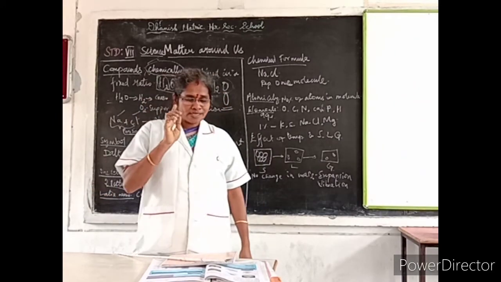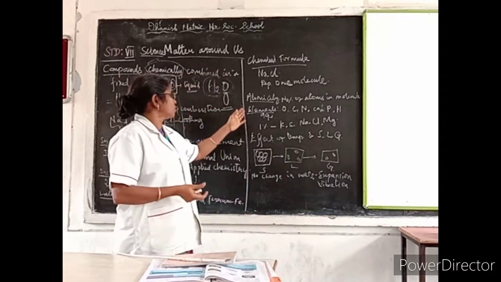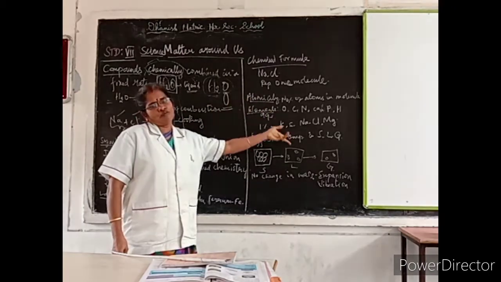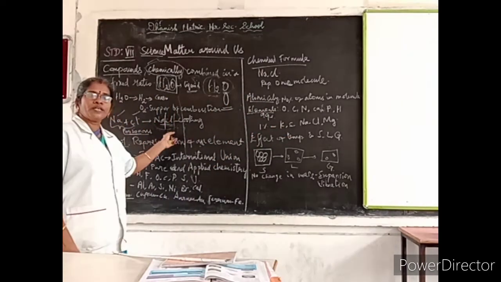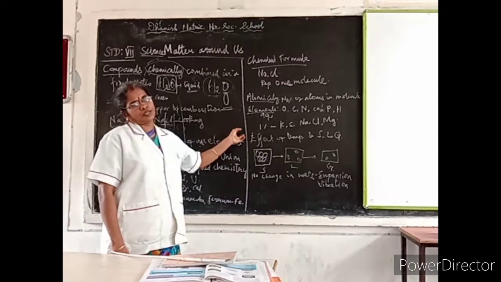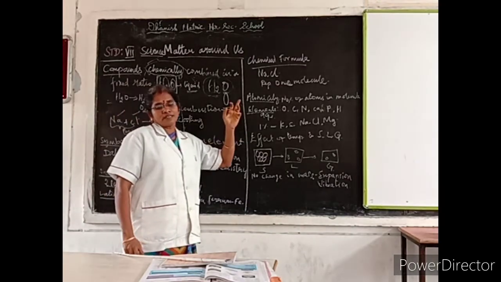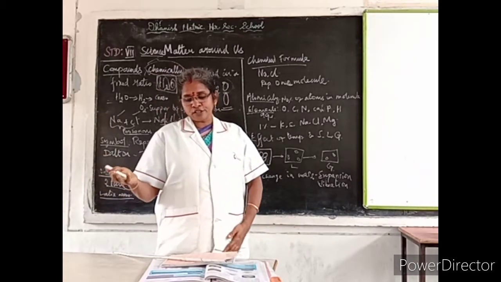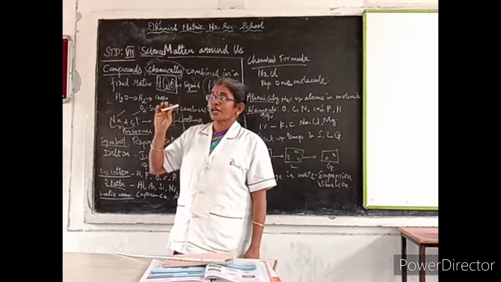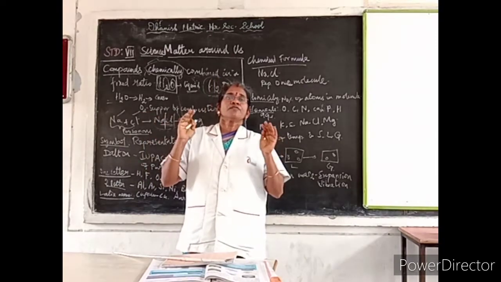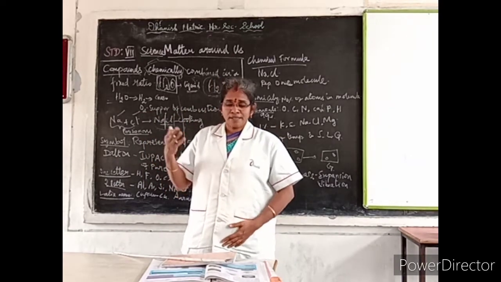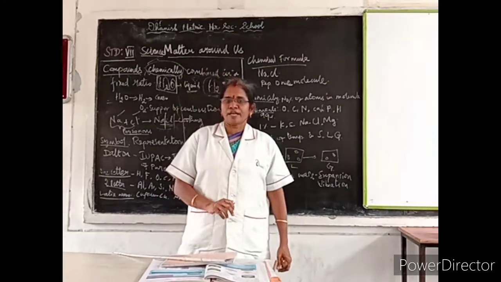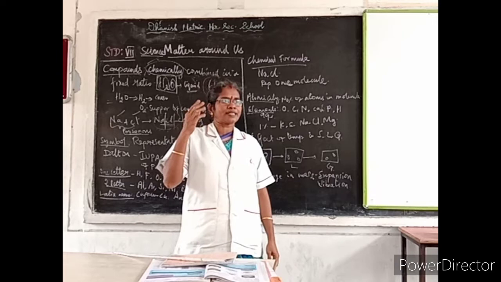Second point, elements combine to form compounds. Here I told you, hydrogen is one element and oxygen is another element. Both combine to form water. Sodium is one element, chlorine is another element. Both combine to form sodium chloride. Is it clear? Compounds can be split into elements. I told you it cannot be separated by physical methods, but you can separate it by chemical methods. And third one, atoms are the fundamental particles of an element. I explained about an atom. What is an atom?